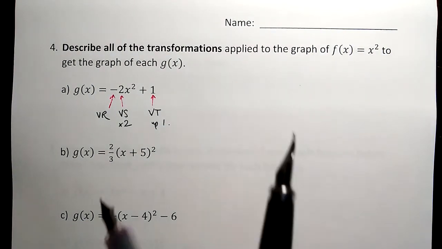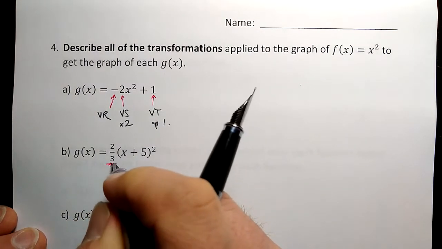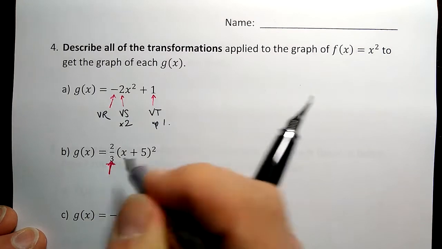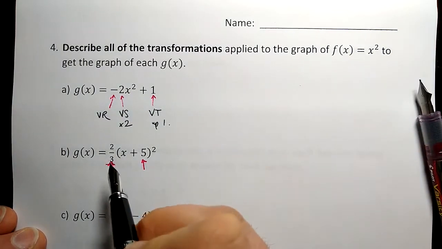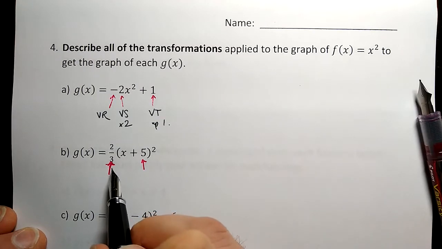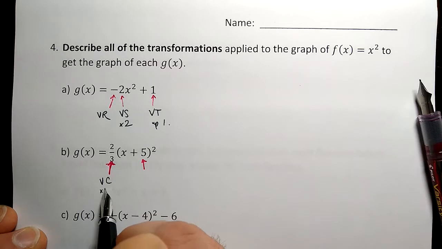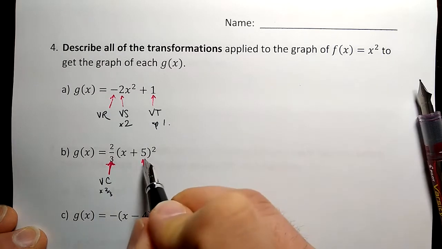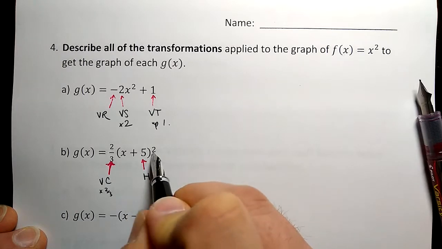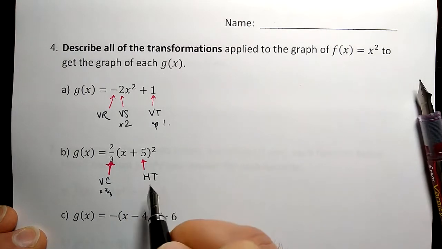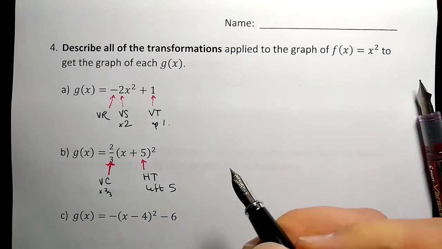Taking a look here at the second function, we have, oops, I was using arrows. Oof, terrible arrow. We have 2 things happening here. 2/3 is our a value. That is less than 1, between negative 1 and positive 1. So this is a vertical compression by a factor of 2/3. And this is a horizontal translation because it's affecting x before it gets squared. Horizontal translation, this one is to the left 5 units.